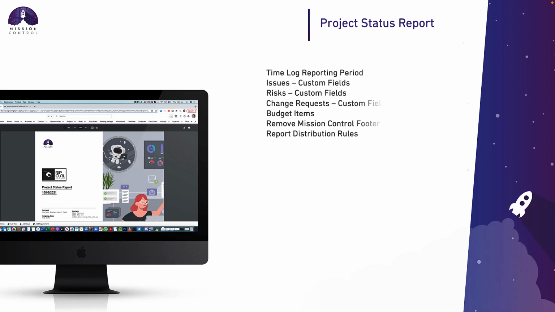A few enhancements to the project status report. You can now define the reporting period for the time logs. You can also add custom fields to the issues page, the risks page, and the change requests page. You can also choose to include your budget items in your project status report, and you can remove the Mission Control footer at the bottom of the report. We've also made some adjustments around when the report will stop automatically distributing.